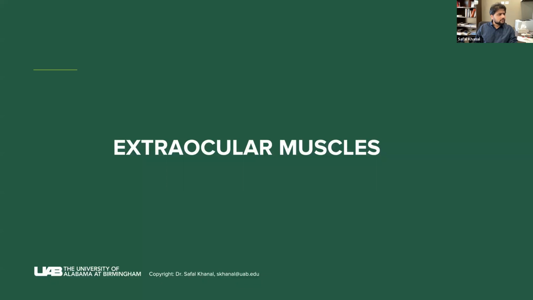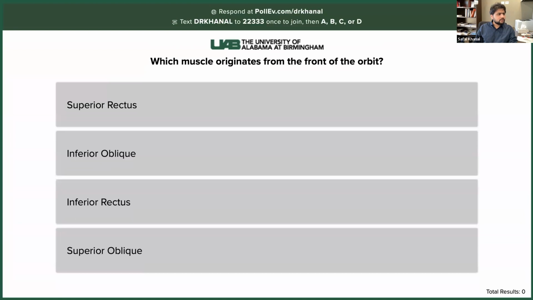Now let's look at the extraocular muscles. Here's again your poll question: which muscle originates from the front of the orbit? You can respond to this poll by clicking the link in the chat box. This is an anonymous poll, so please do participate if you can. A, superior rectus; B, inferior oblique; C, inferior rectus; and D, superior oblique. Which muscle originates from the front of the orbit?